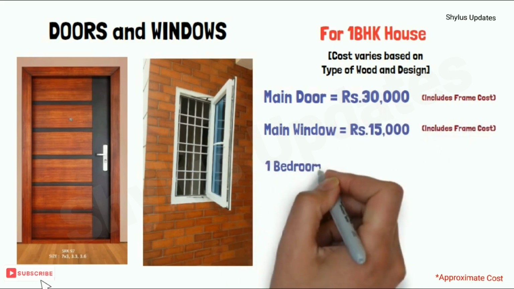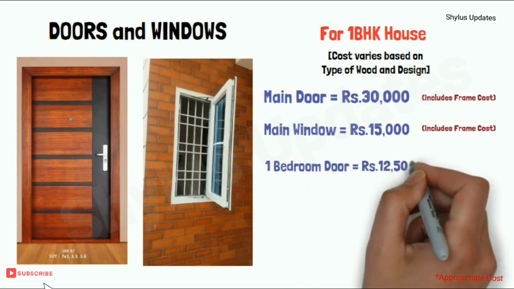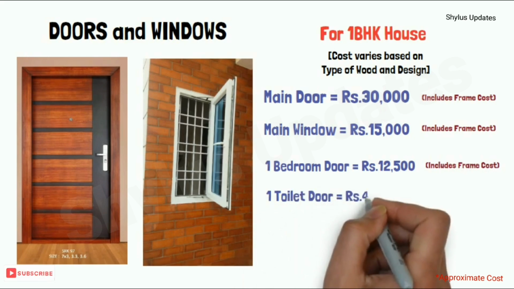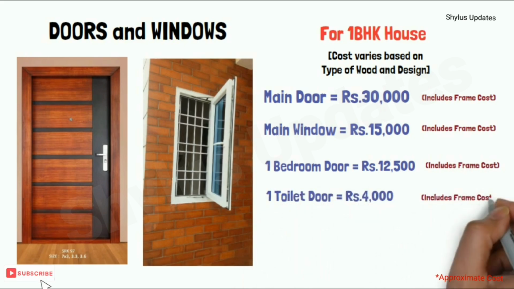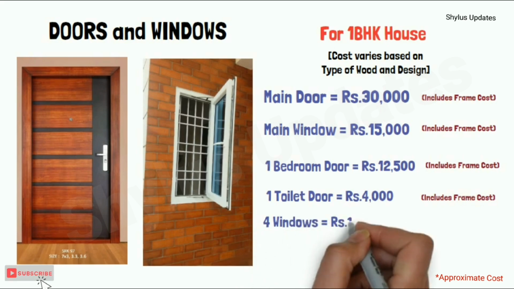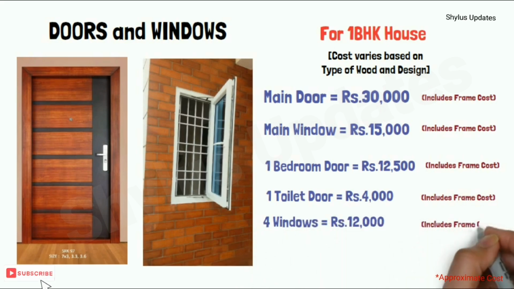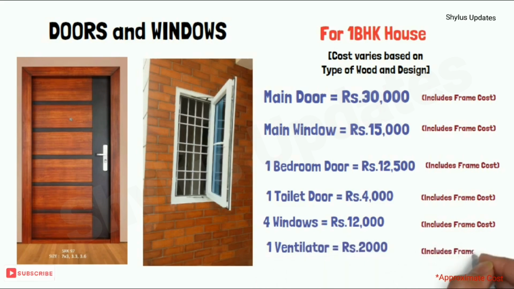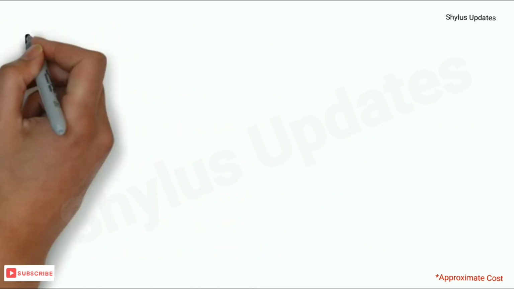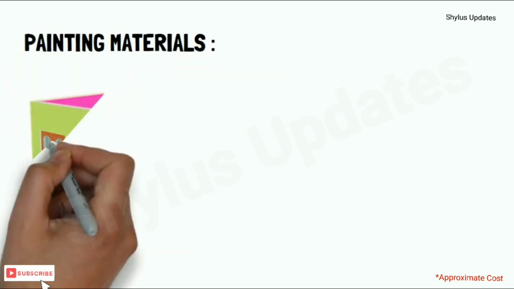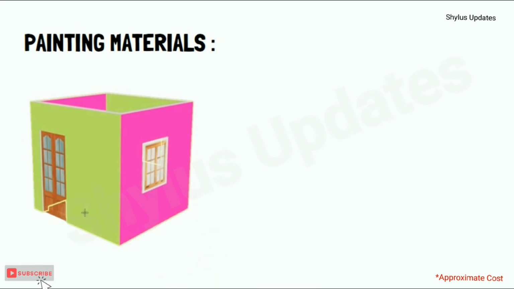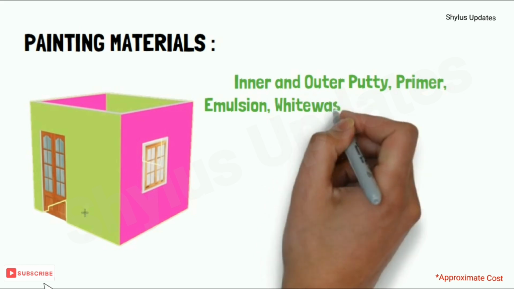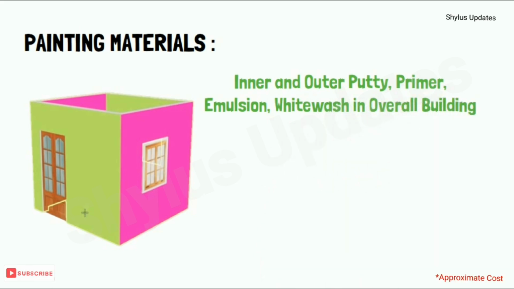One bedroom door rupees 12,500, which includes frame cost. One toilet door rupees 4,000, which includes frame cost. 4 windows rupees 12,000, which includes frame cost. One ventilator rupees 2,000, which includes frame cost. Painting materials. Painting materials for inner and outer putty, primer, emulsion, whitewash in overall building, the cost would be rupees 40,000.